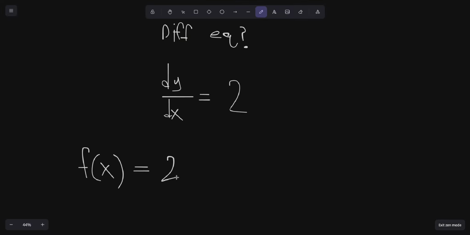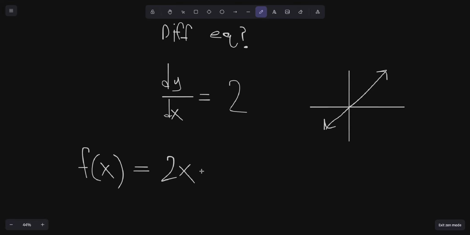For example, one solution to this differential equation would be f of x equals 2x. Because what is this? This is the equation of a line in the xy plane. And of course, that is pretty badly drawn. This is going to have a slope of 2, because it's a line. The slope is constant, which is what this differential equation is saying.